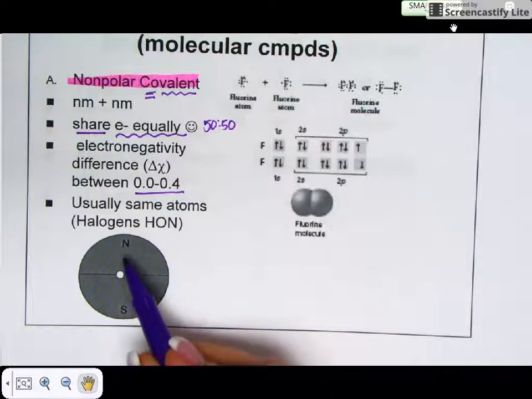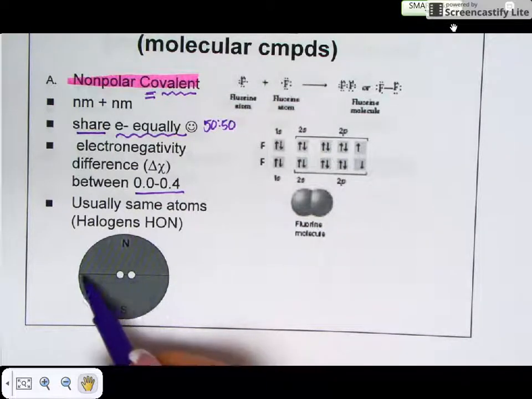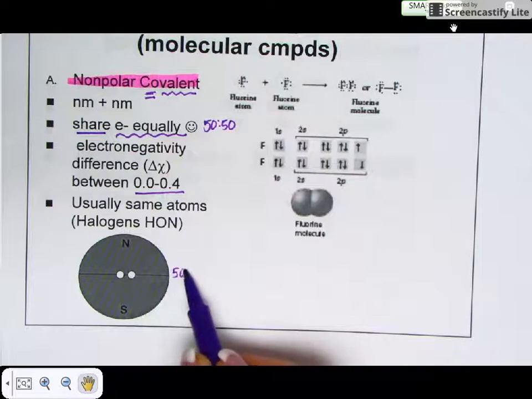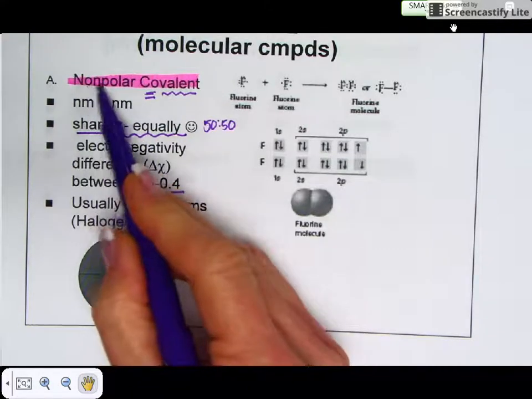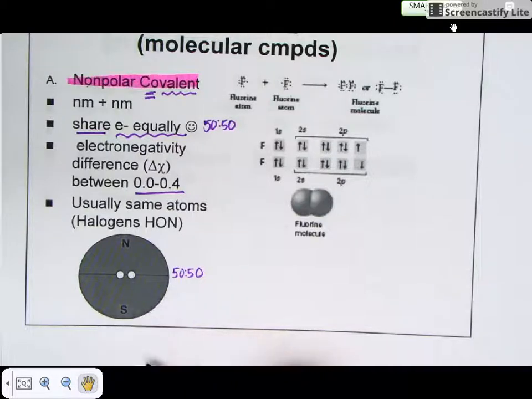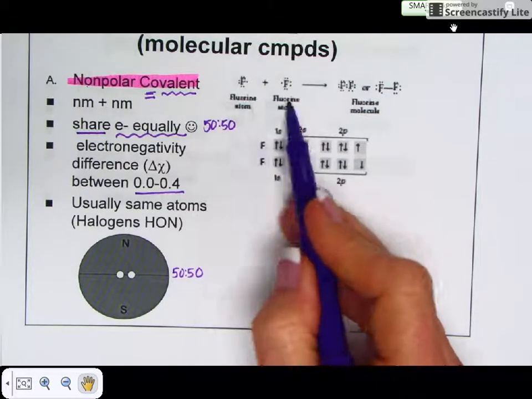So since they are very similar in their electronegativities, one atom can't pull harder than the other, so they have to share pretty evenly. These two dots represent sharing the 2 electrons at the equator, or 50-50, as I mentioned earlier. They share evenly. So it's nonpolar, meaning the electrons are not closer to one pole than the other. They're sharing evenly. This happens, for example, when 2 fluorines try to bond.